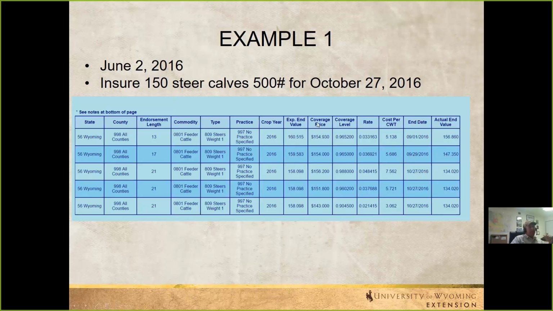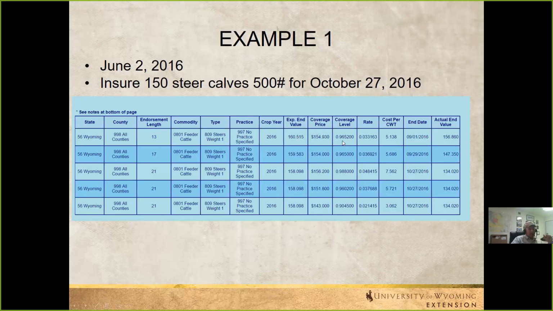The next column here, coverage price. This is what you're buying the insurance to protect, okay? And to get the coverage price, we look at the coverage level. So here on this first offering, they're selling you 96% of the expected ending value. They're going to say, we expect them to be worth $1.60 with the futures price. We're going to sell you insurance for $1.54. So you're buying insurance at 96% of the expected ending value.